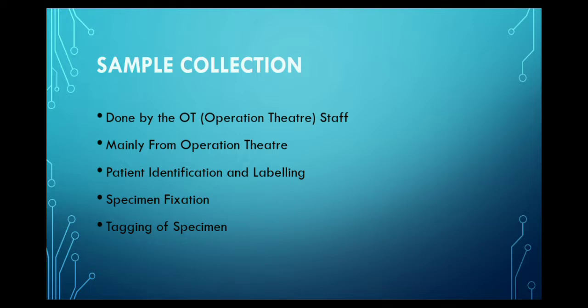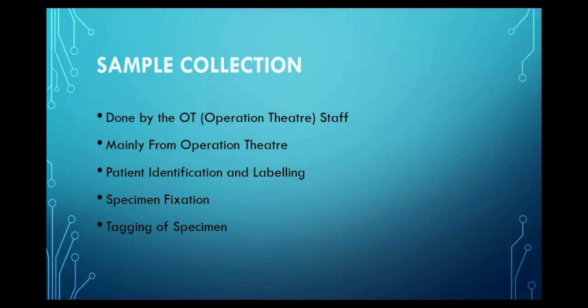This is the initial step in histopathological examination, which is done by OT staff in operation theatre. The knowledge of histopathology should begin from the operation theatre, where the samples are collected after an adequate patient identification. Patient identification, sample orientation, and an adequate fixation is the responsibility of the operation theatre staff or OT staff.